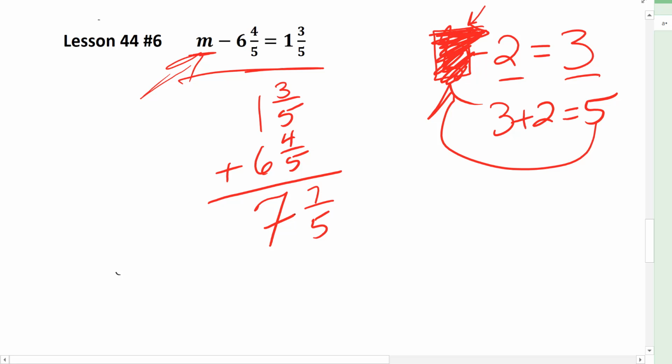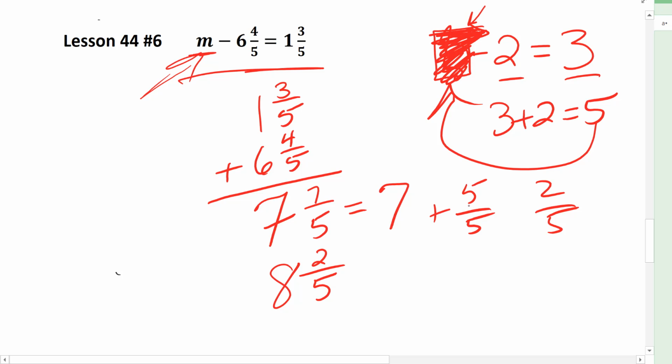7/5, I need to exchange one whole and give it over to the ones place. So 7/5 is 5/5 and 2 more fifths. 5/5 is 1. So I've got a 1 that I can add to the 7. That gives me 8, and then 2/5 left over. Okay, so that was 7, and then 5/5, and then 2 more fifths total. All that together gives me 8 and 2/5.